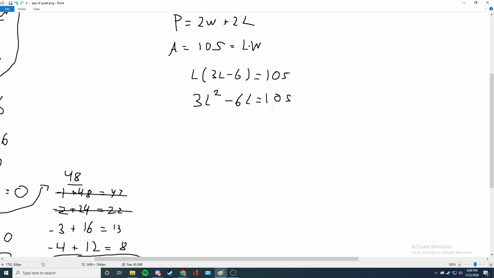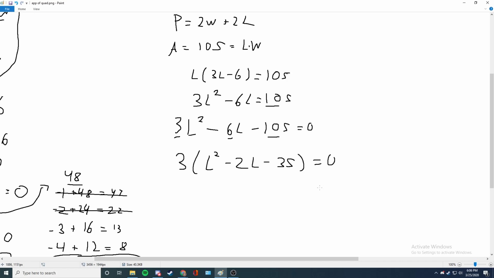And again, remember, we need this side to be equal to 0, so we'll subtract that 105. So we get 3L squared minus 6L minus 105 equals 0. And now from here, it might be a little tricky to see, but all three of these numbers have a factor of 3 that we can take out. So we'll pull that 3 out. We end up with L squared minus 2L minus 35, and that's equal to 0. And just like the last problem, we're just going to be factoring this out and solving for L.